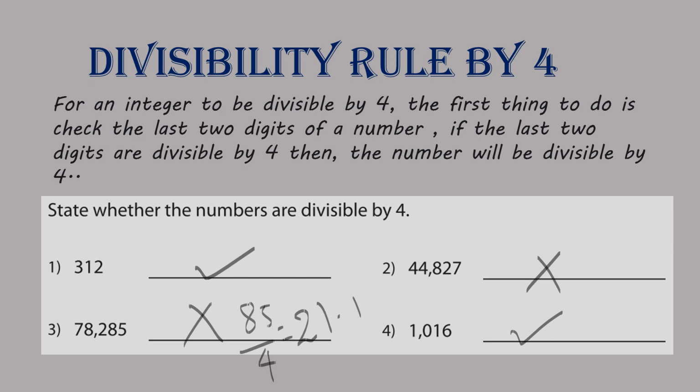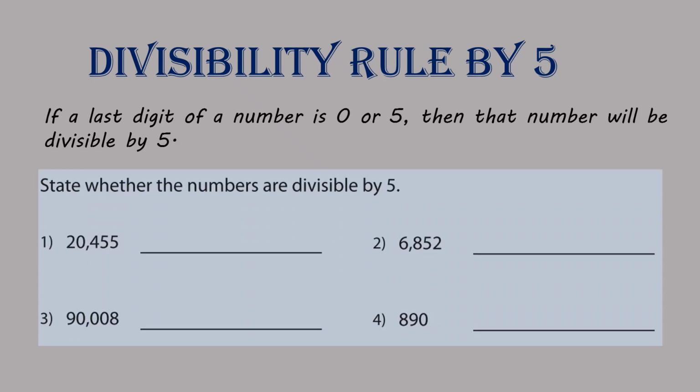Now let's see the next rule, which is divisibility by 5, and it is very easy. You just have to see the last digit. If it is 0 or 5, then that number will be divisible by 5. Very simple and very easy. So you have to say whether the numbers are divisible by 5 or not. The last digit of this number is 5, so this will be divisible by 5. The last digit of this is 2, so this will not be divisible by 5. The last digit is 8, again not divisible by 5. The last digit is 0, yes, it will be divisible by 5.